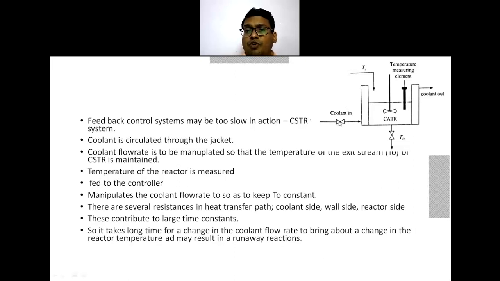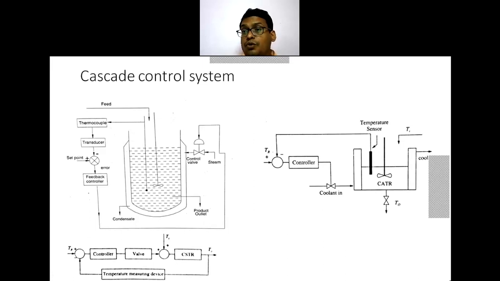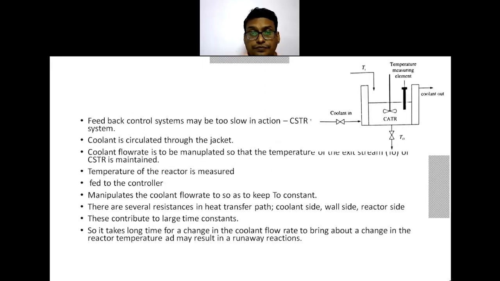I am going to manipulate this coolant flow rate by measuring the temperature of the reaction vessel with the measuring element T0, so that the temperature of the exit stream T0 of the CSTR is maintained. So the temperature of the reactor is measured and fed to a controller system, which gives the controlling action over the control valve. That is what happens in our backward feedback control system. So it manipulates the coolant.